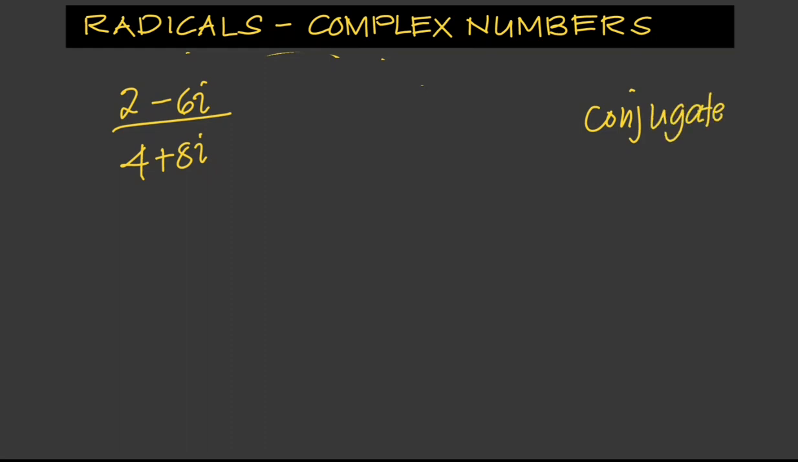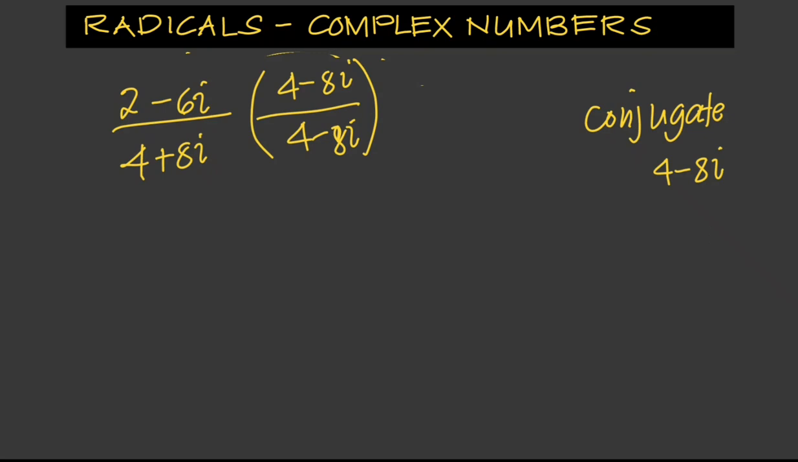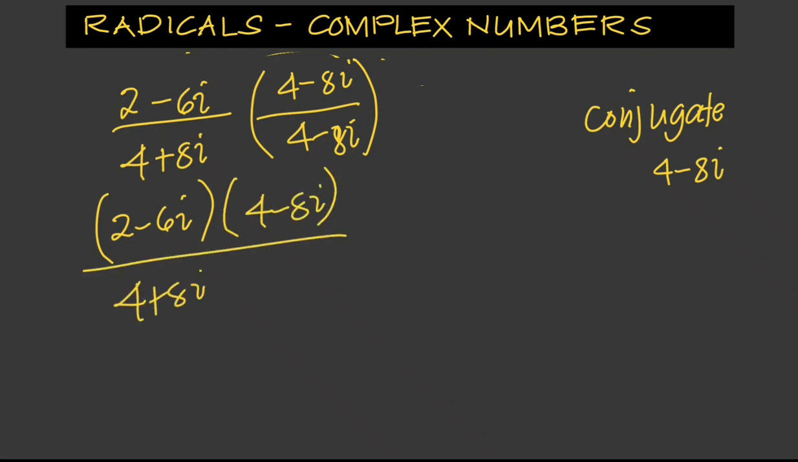So since our denominator here is 4 plus 8i, we multiply by the conjugate of this, which is 4 minus 8i. So this is 4 minus 8i over 4 minus 8i. Okay, so we do FOIL in both the numerator and the denominator. So we can multiply 2 minus 6i times 4 minus 8i over 4 plus 8i times 4 minus 8i. We can do FOIL here.